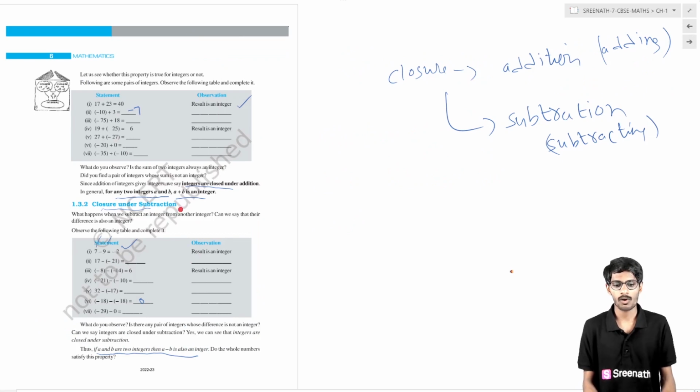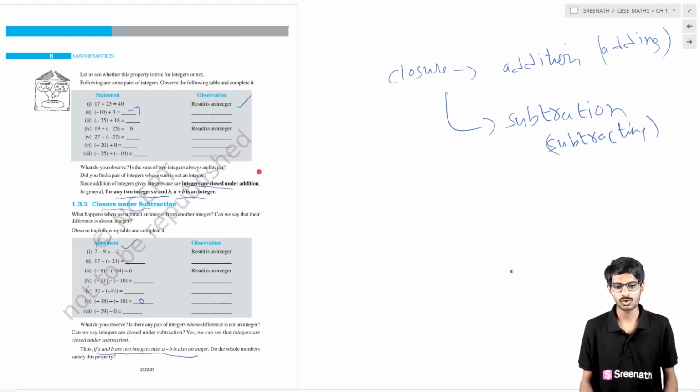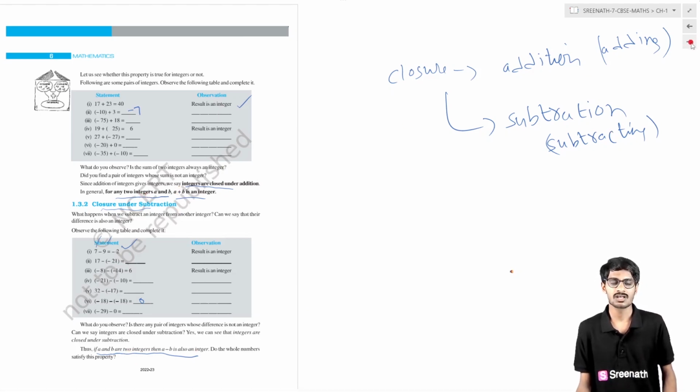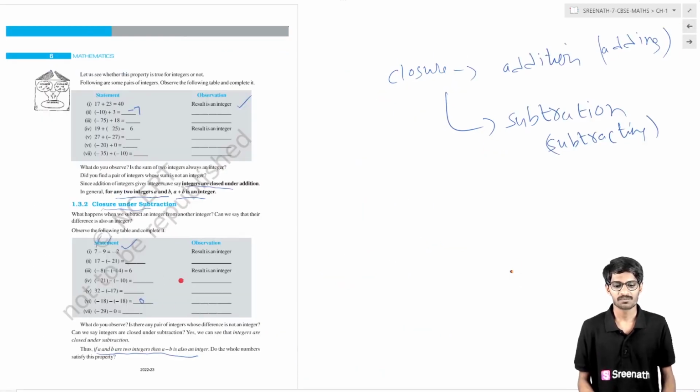Then closure property under subtraction. What happens in this case also? If you take two integers and subtract them, then you will get some result. That result must also be an integer. Then only closure property is satisfied under subtraction. So if you take a and b, then a plus b is also an integer. We have got it, so closure is satisfied. In this case you take a minus b, and a minus b is also an integer. So that is also satisfied.